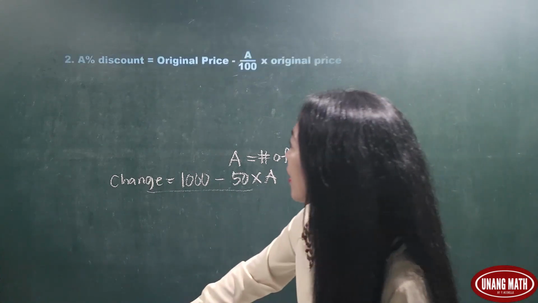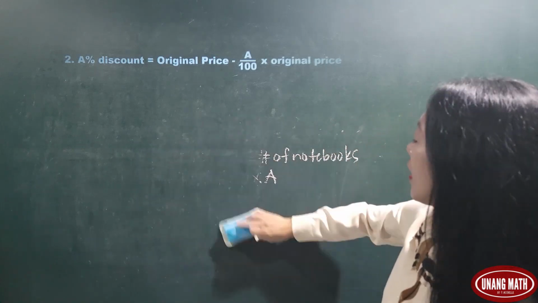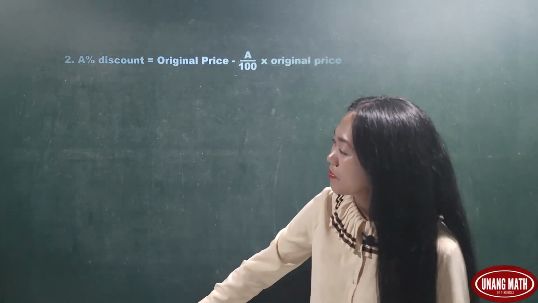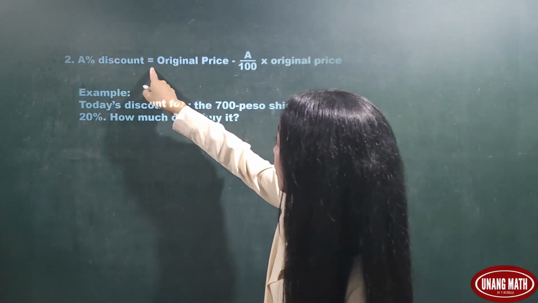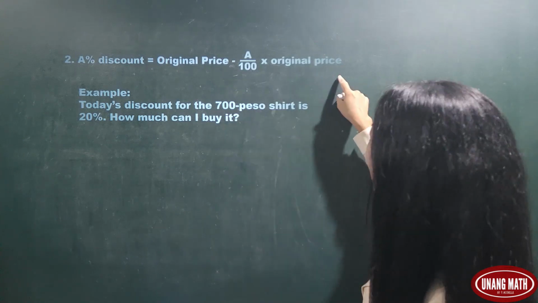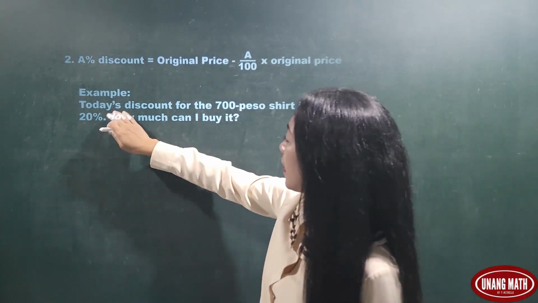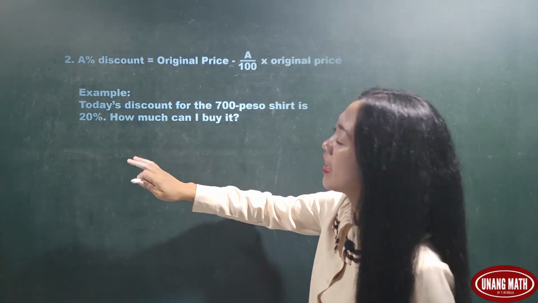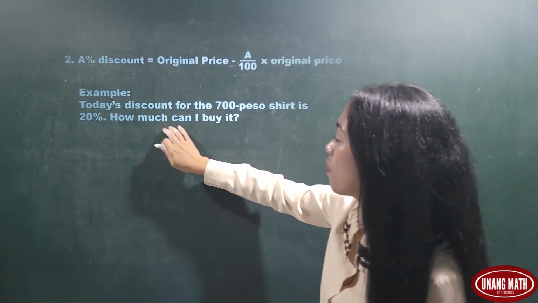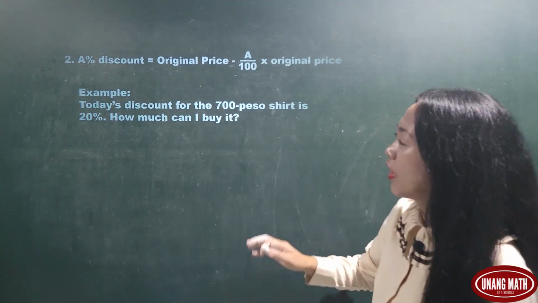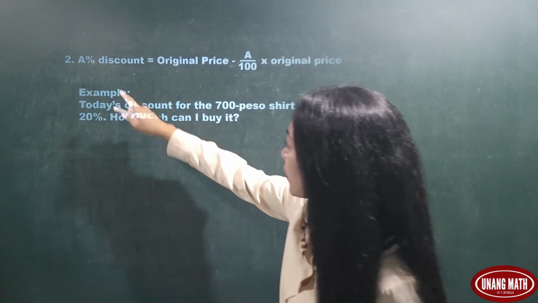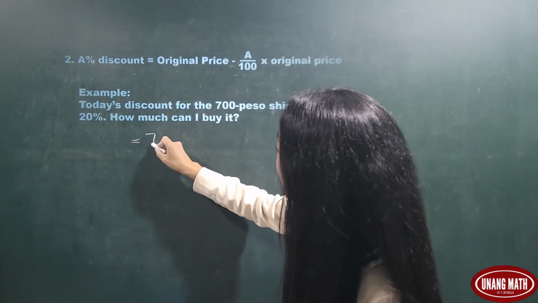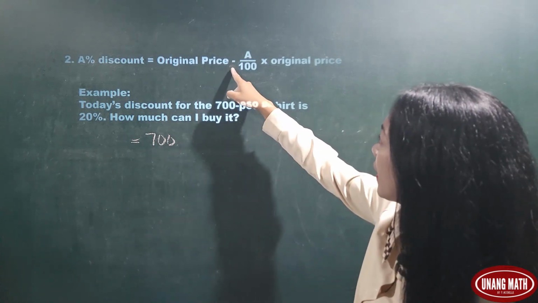Let's go to the next situation. This time, we are talking about percent or discounts. The discounted price is equal to the original price minus the discount. Example: today's discount for the 700 peso shirt is 20%. So it's given that the discount is 20%. So how much can I buy the shirt for? So what will be our equation here? The original price, which is 700 pesos, minus the discount.